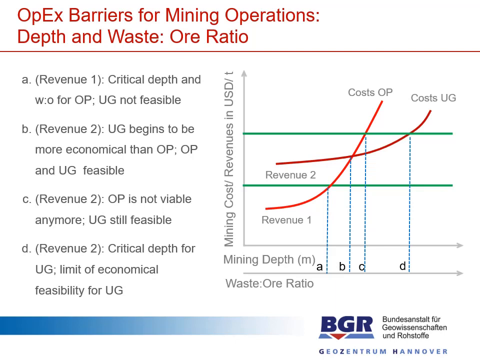The costs are also influenced for underground mining. So the deeper you go, the more expensive mining will be, because just for one thing, the adit or the shaft will be deeper, and this of course also increases the cost, and you have to transport the ore from deeper to the surface, which also increases the costs. The difference between open pit mining costs and underground mining costs is that the open pit mining costs have a steeper incline when the waste to ore ratio increases.